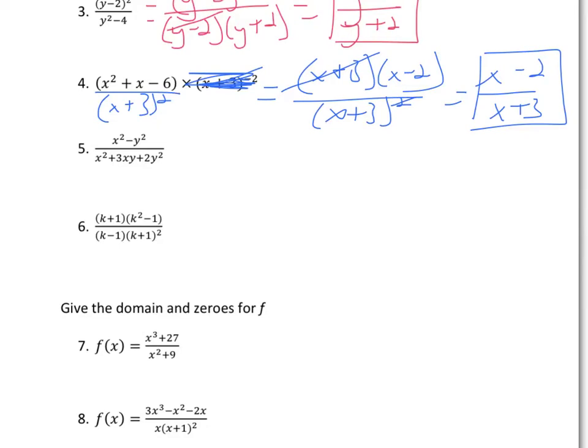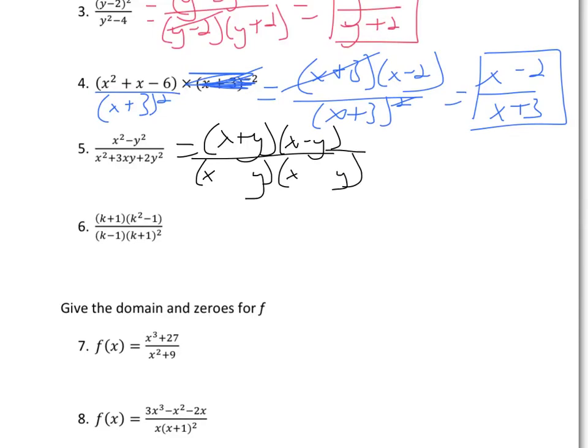All right, for number 5, we've got a difference of two squares on the top, so x plus y, x minus y. And on the bottom, when we factor this, you're going to have an x and a y in both of these. Okay, we need the y's to multiply to positive 2, so it means we need a 2 and a 1.